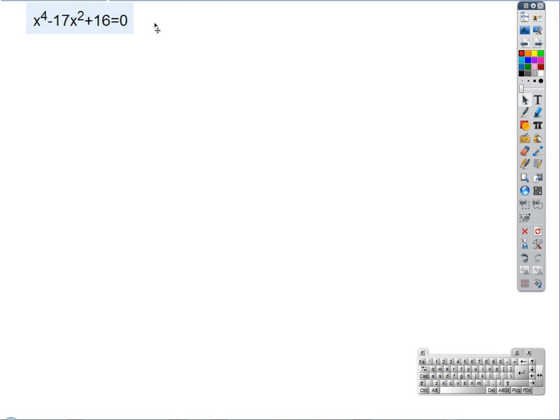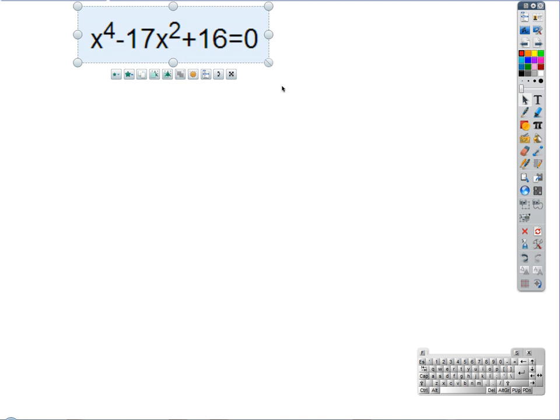Okay, so what about this one now? How many terms? 3 terms. Can I factor anything out? No, I can't. Okay, but I've got 3 terms, so this is a quadratic one, right? This is a chapter 5 one. I've got 2 choices here. Can I find magic numbers that multiply to 16?